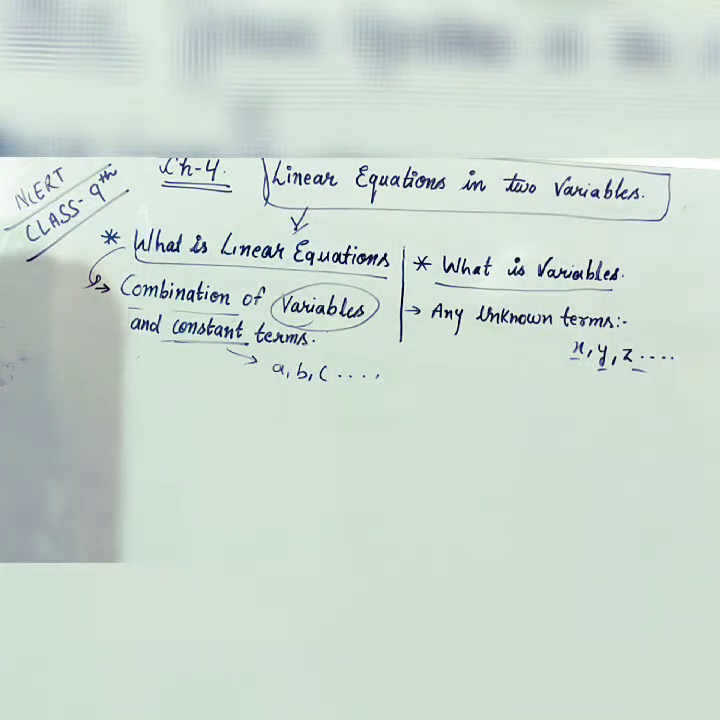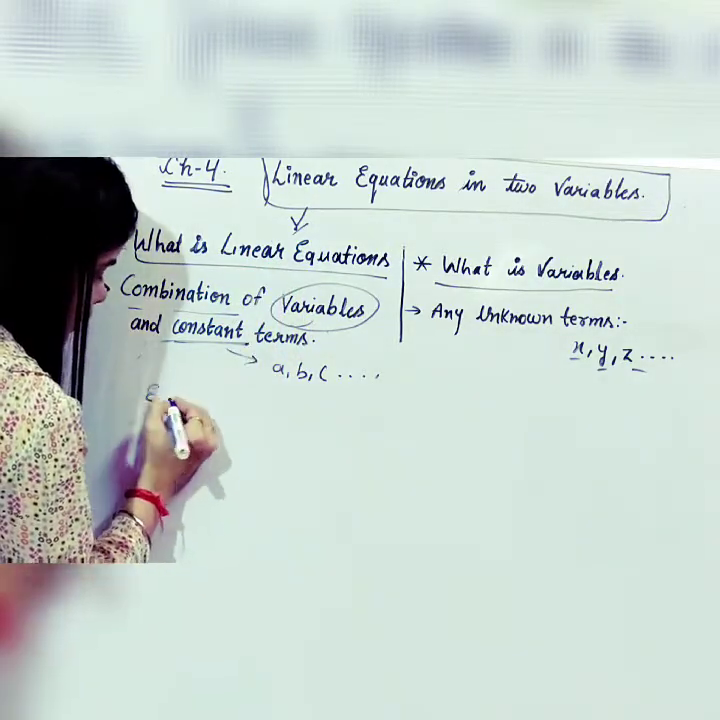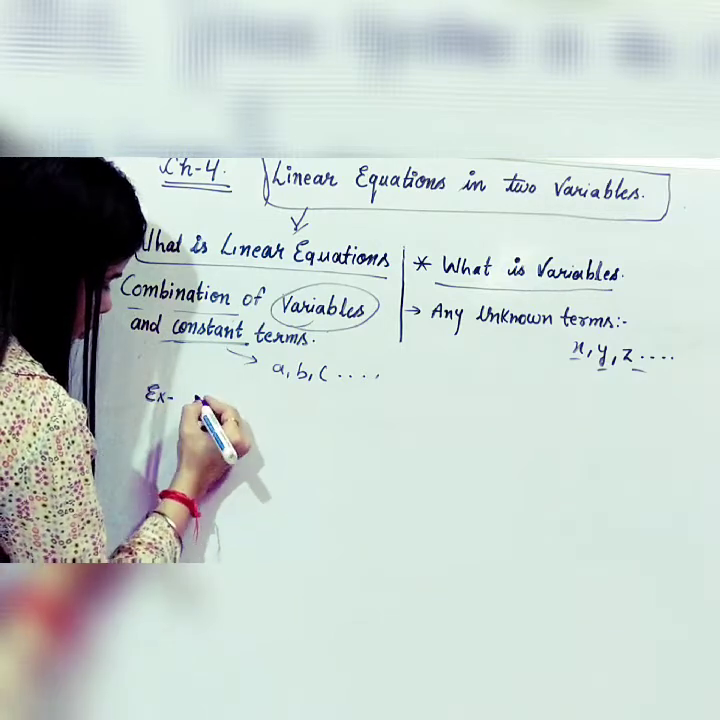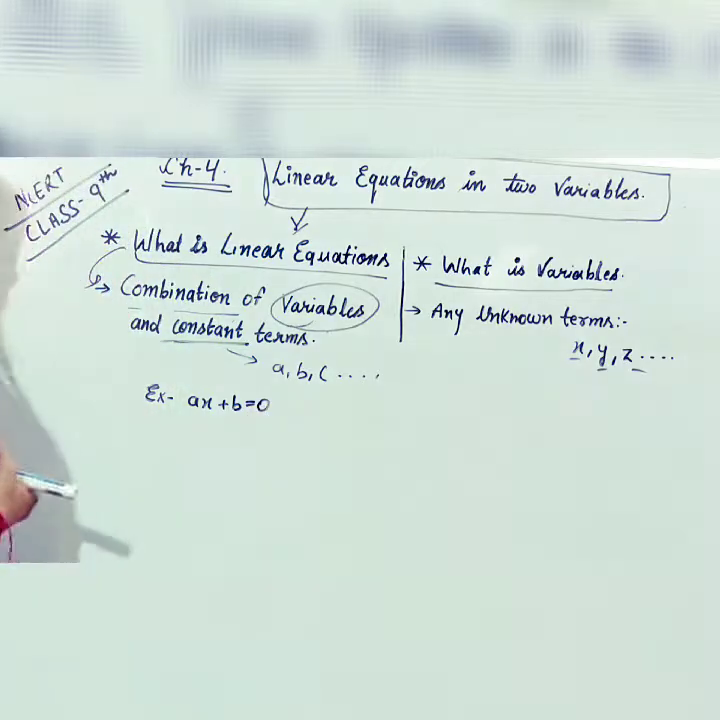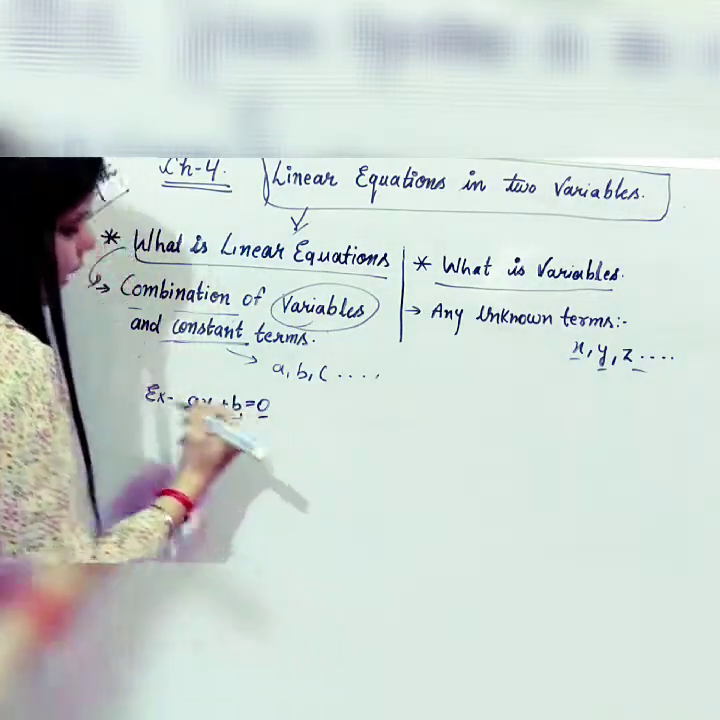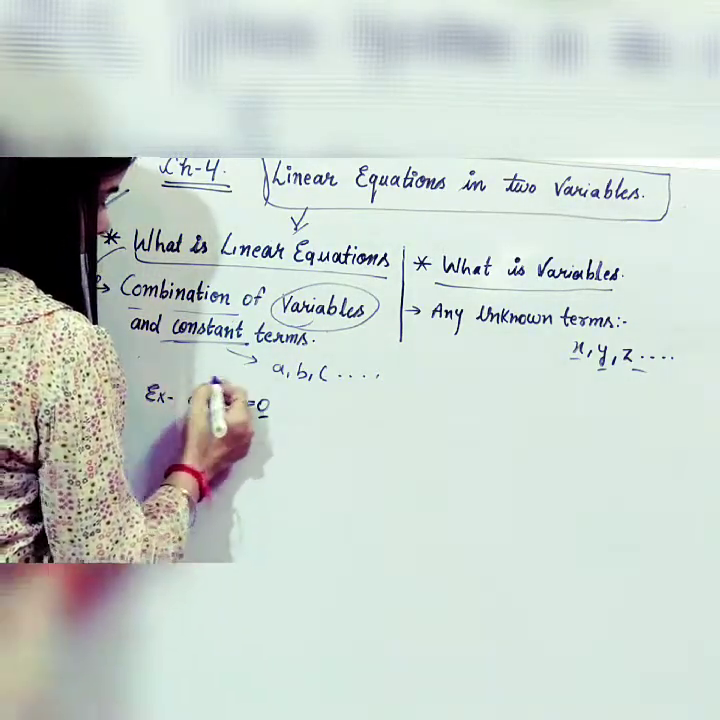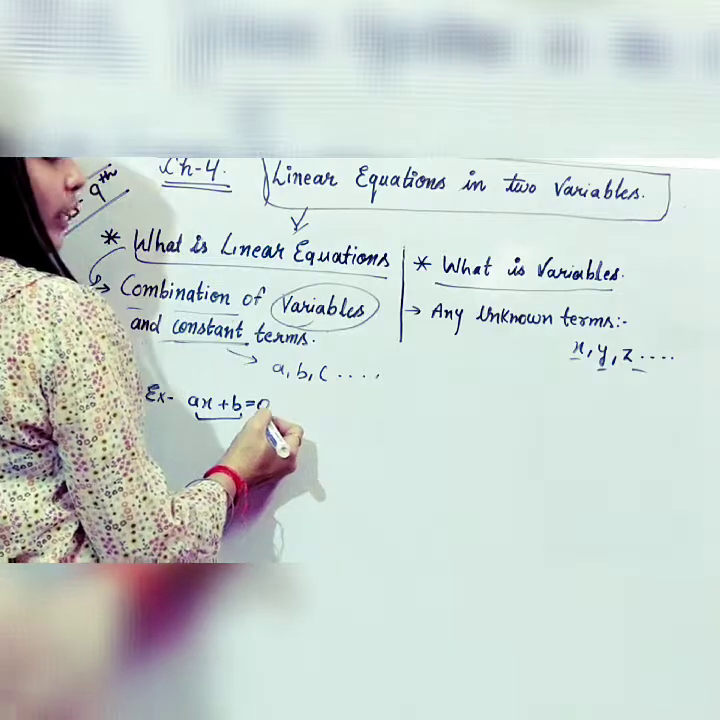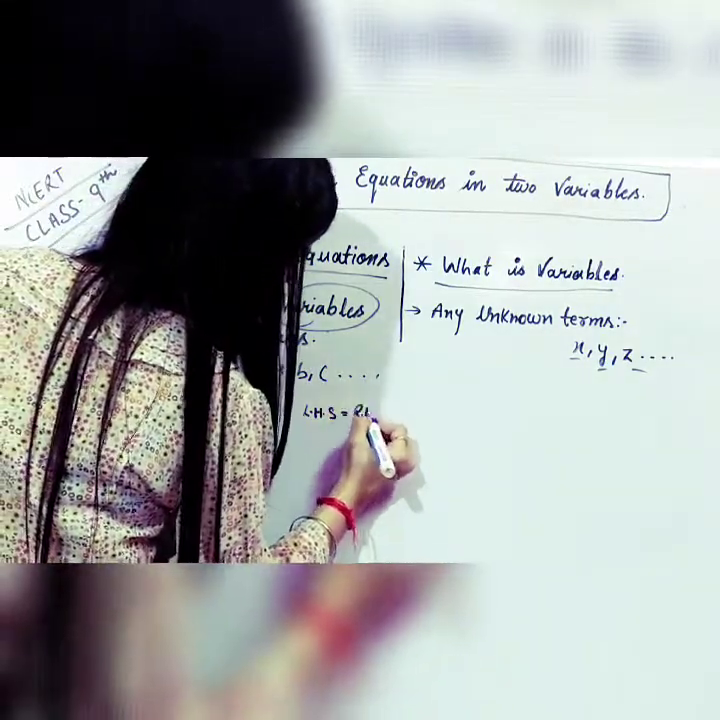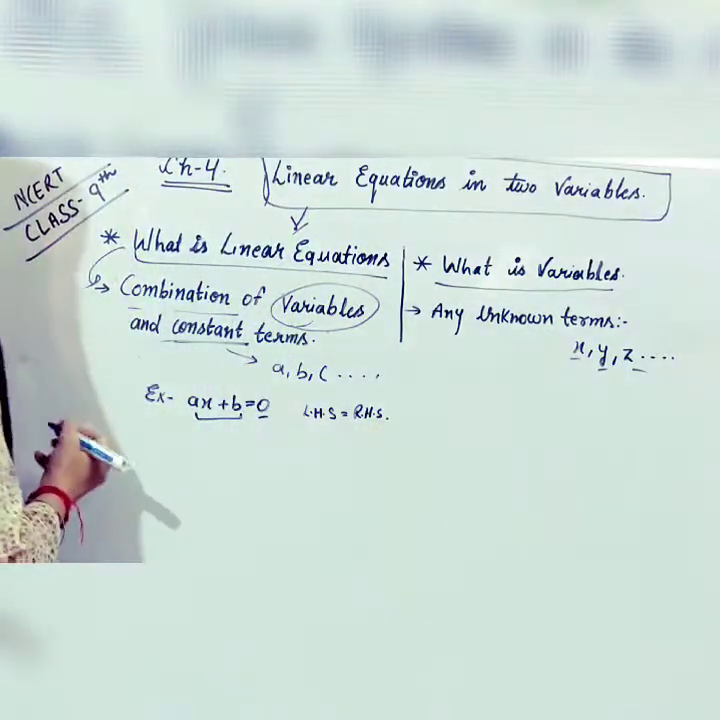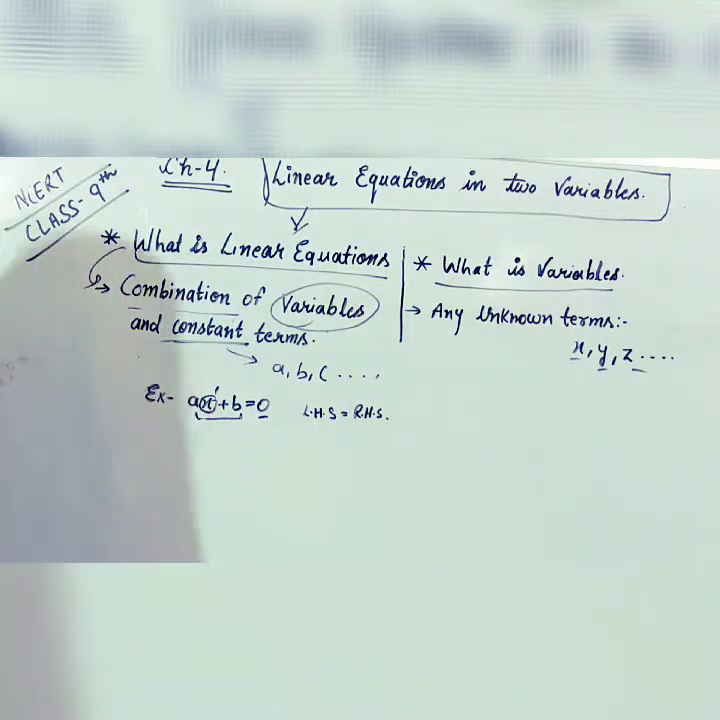So let's take an example of a linear equation: ax plus b equals 0. This is LHS and this is RHS. Students, keep in mind that in any linear equation the LHS is always equal to the RHS. And the highest degree of the variable is 1. That's why it is called a linear equation.